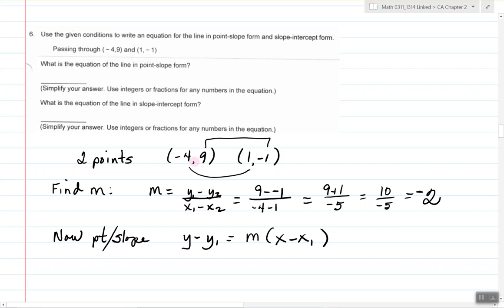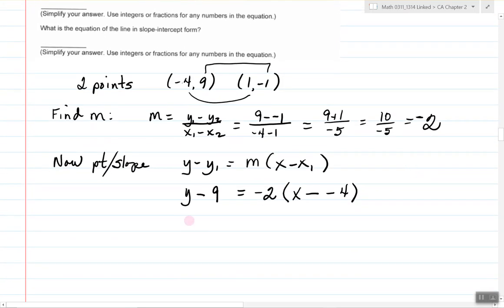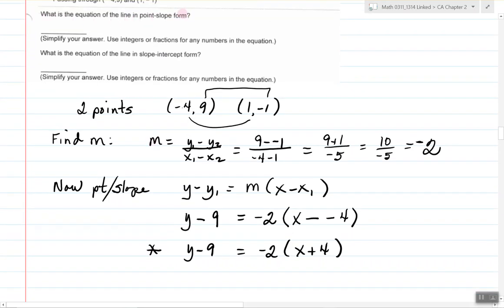I'm going to go ahead and choose the first point as point 1. So I'm going to have y minus, this is the y value, so it's 9, equals the slope I just calculated, -2, open parentheses, x minus, here it is, -4. That means I have y minus 9 is equal to -2 times x plus 4. That's the first answer, goes right in here in point slope form.